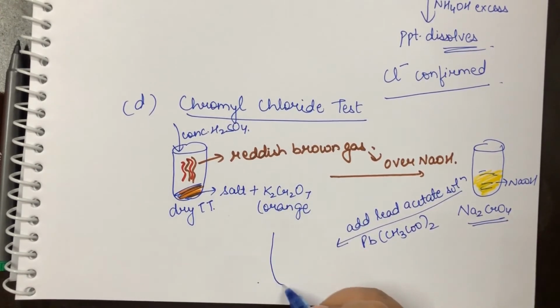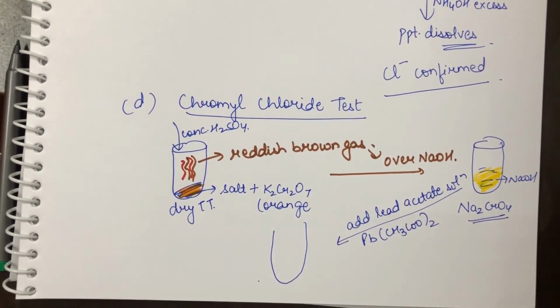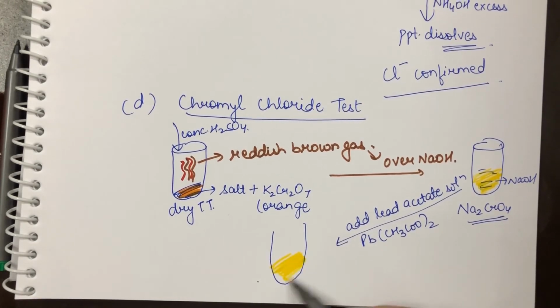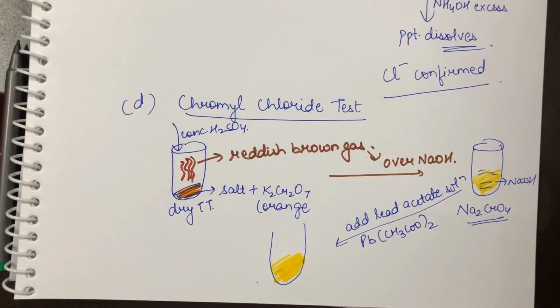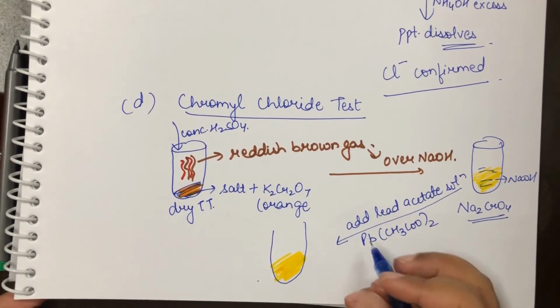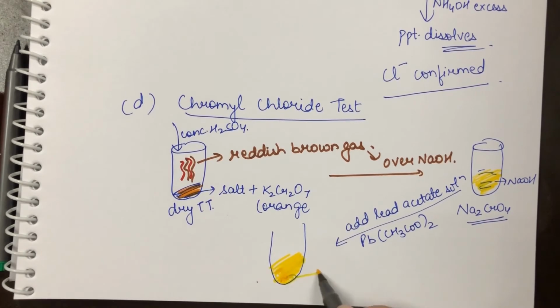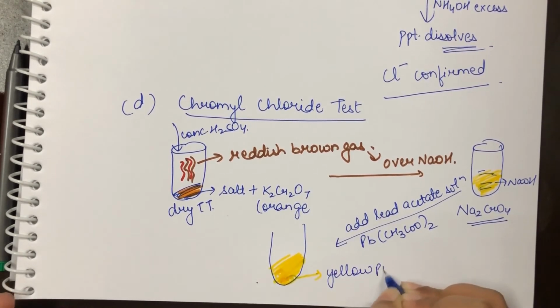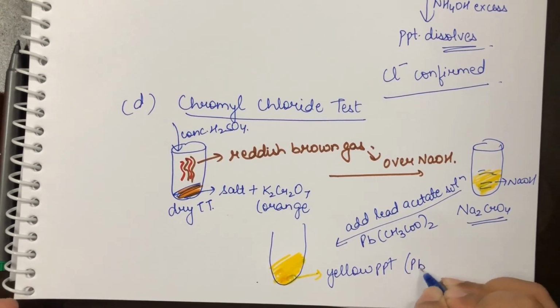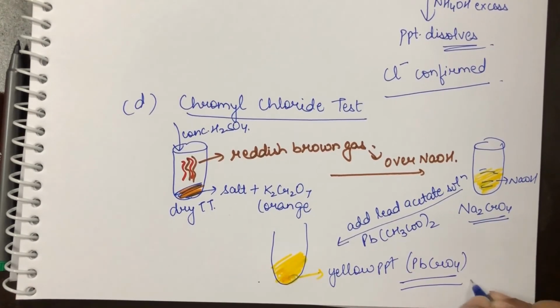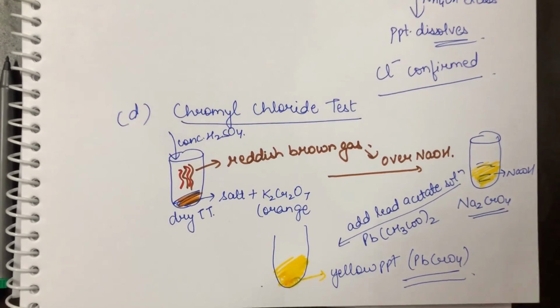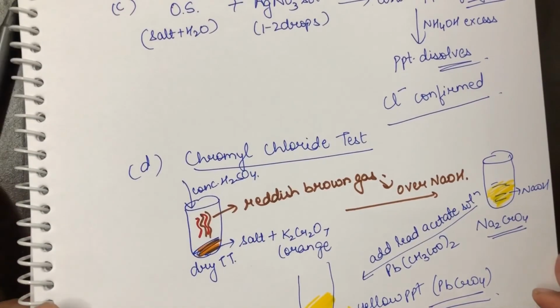Now you will have an entirely yellow color solution after the addition of lead acetate. It is not just a solution, it is having yellow precipitate also. I will mention it here. It will have yellow precipitate due to the formation of lead chromate. So now this will confirm that your chloride ion was present. You can use any 2 or 3 tests to confirm chloride because it is a very important test.